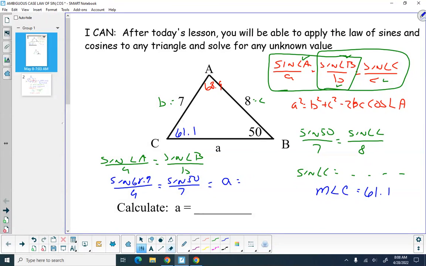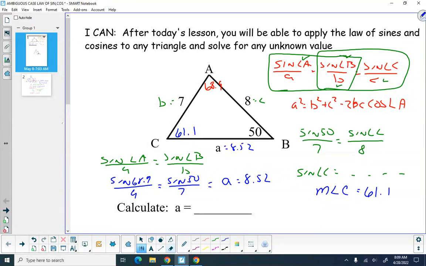Maddie, what do you get for little a? 8.52. Good for that? Yes, no, maybe so. We good? If we take a look at our triangle, 8.52 is my biggest side. It's across from my biggest angle. 50 degrees here is my smallest angle, and that's across from my smallest side. So I'm correct in regards to the biggest side across from the biggest angle, smallest side across from the smallest angle. And we did everything correct there.